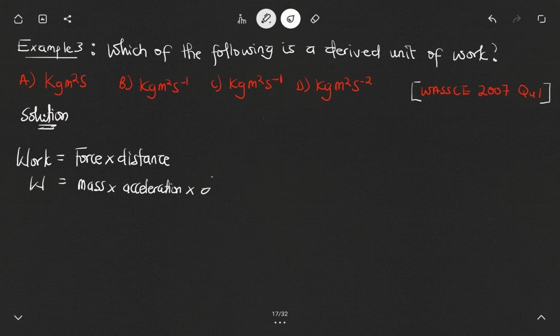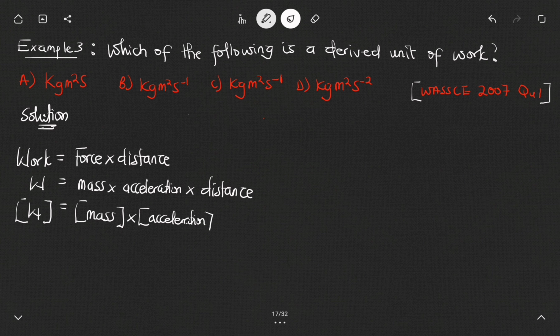Then multiplied by distance. Now, take note that the acceleration over here and the mass gives you the force over here. So the dimension of work will be equal to the dimension of mass multiplied by the dimension of acceleration due to gravity. So acceleration multiplied by the dimension for distance.